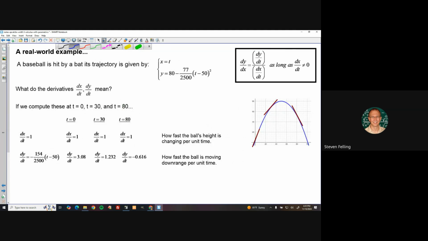All right, what do the derivatives mean? Again, they mean how fast the ball is moving in the upward direction. That's dy/dt. dx/dt is how fast it's moving downrange.